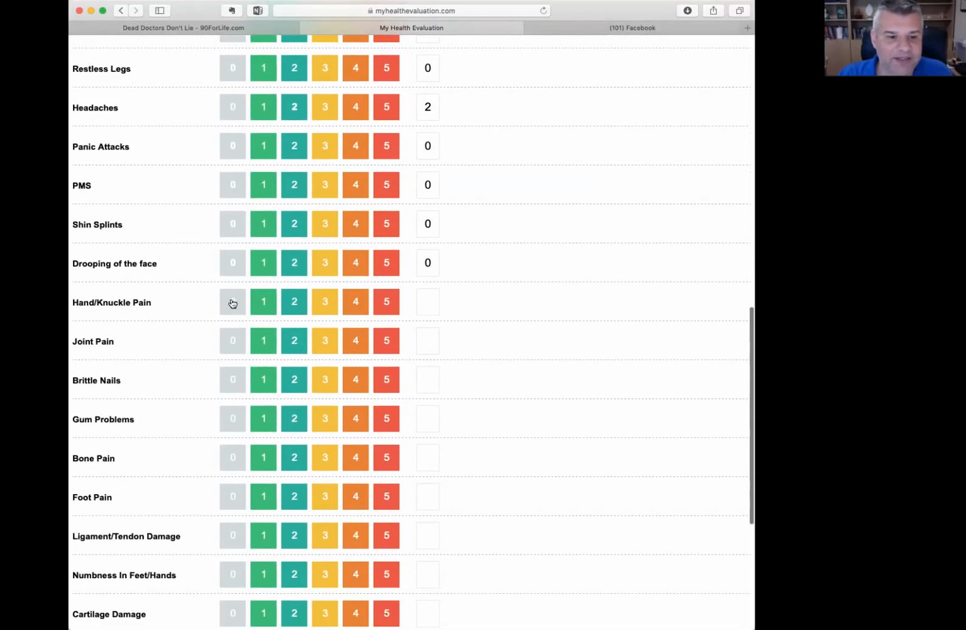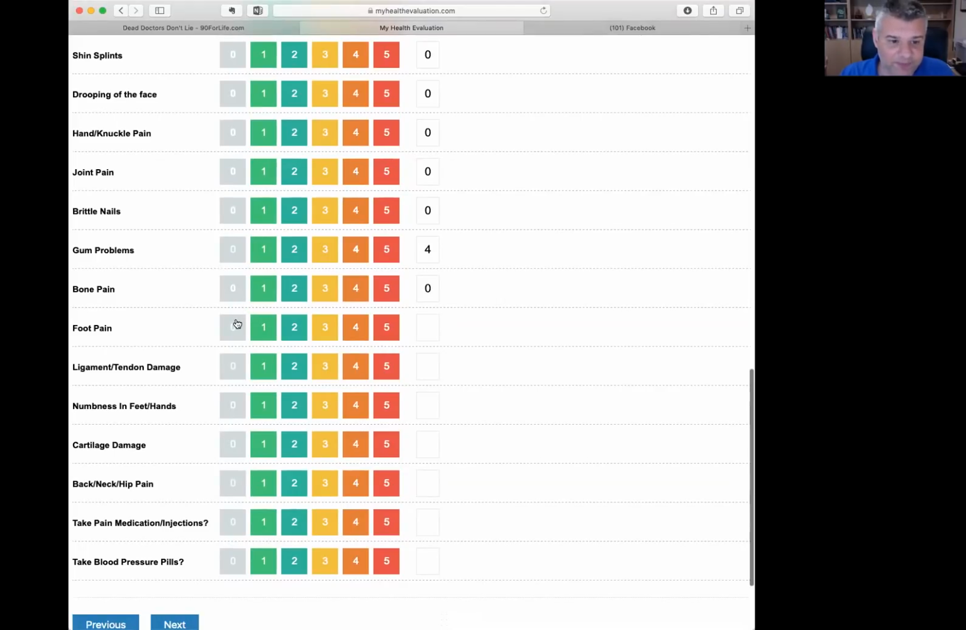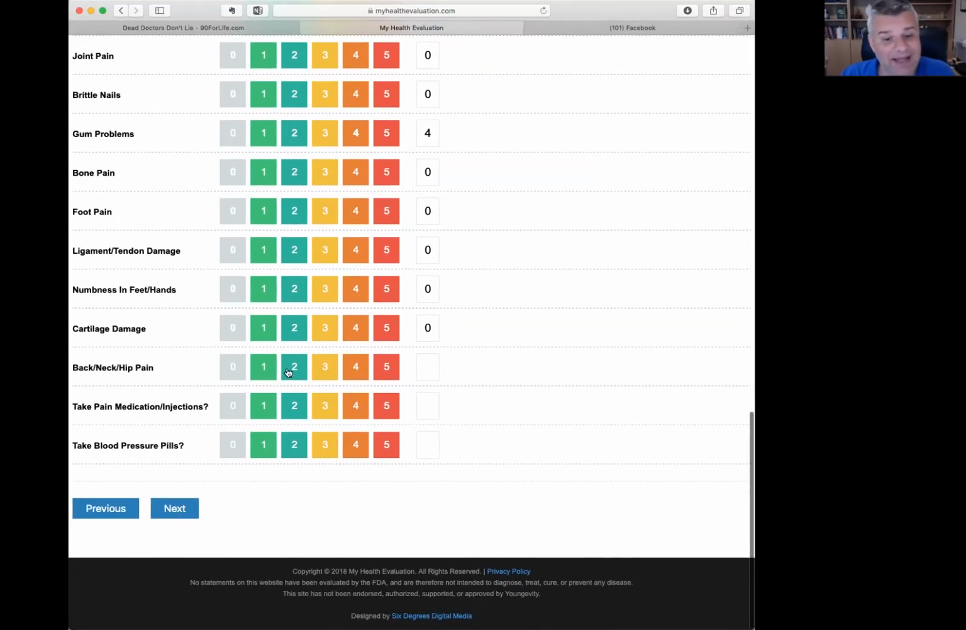Hand, knuckle pain, no. Joint pain, no. Brittle nails, no. Gum problems. Yeah, I got some gum problems. Actually, they're kind of severe, so I'm going to put a 4 for that. Bone pain, no. Foot pain, no. Ligament damage, no. Numbness, no. Cartilage damage, no. Back, neck pain. Yeah, I get some back, neck pain.